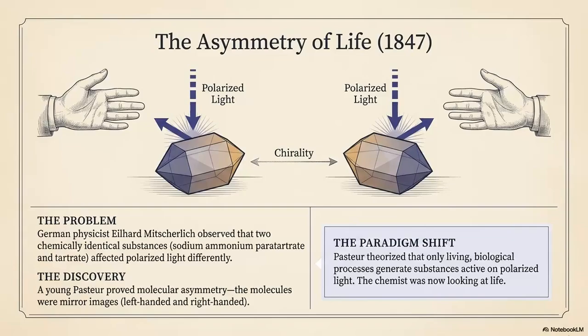This wasn't just a triumph of chemistry. It was a profound paradigm shift. Pasteur theorized that this handedness was the unique signature of biological processes. By identifying that only life creates these asymmetrical forms, the chemist began his transformation into a biologist, forever linking the structure of matter to the mystery of life.